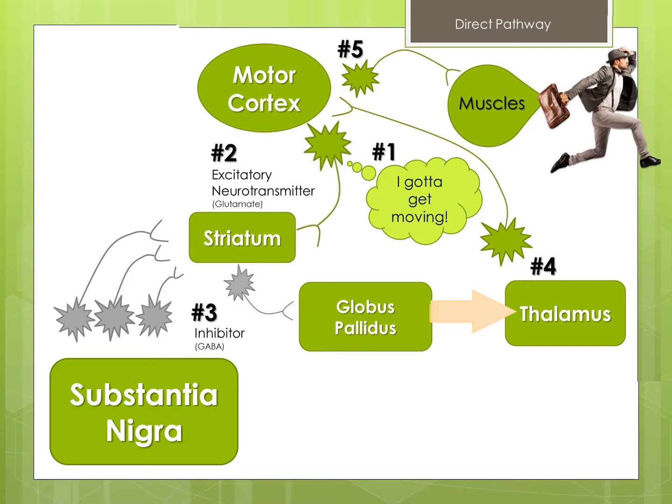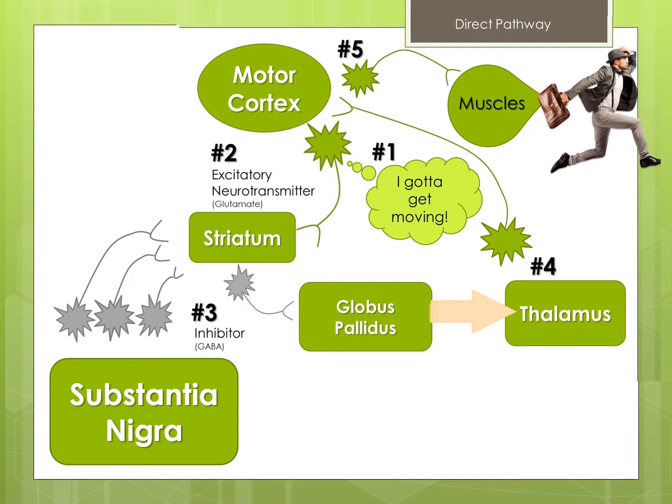Let's do a quick review. The motor cortex says, "I've got to get moving," and sends an excitatory message to the striatum. This excites the inhibitor or GABA neurons, and they send a message to the globus pallidus to stop inhibiting the thalamus. This allows the thalamus to excite the motor cortex, and the motor cortex excites the muscles.